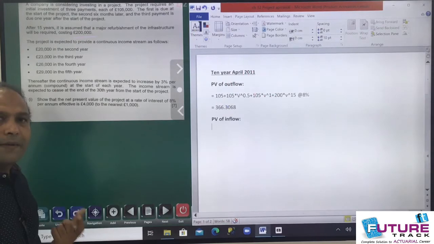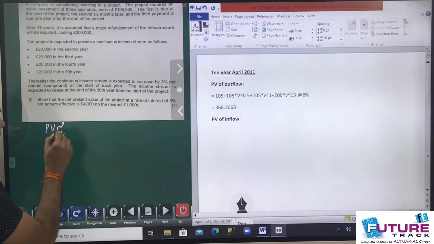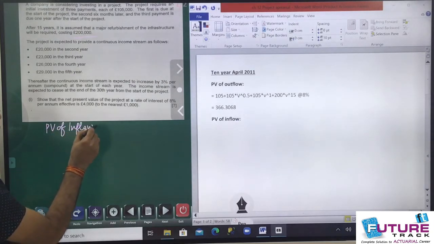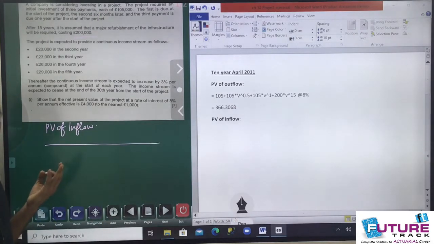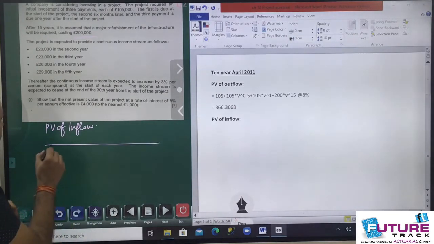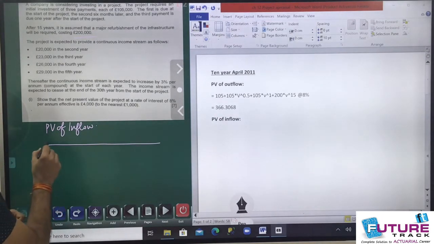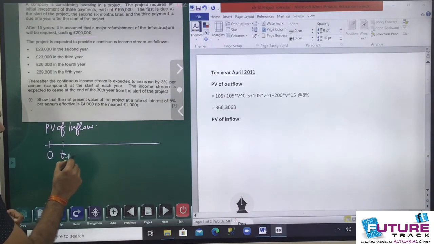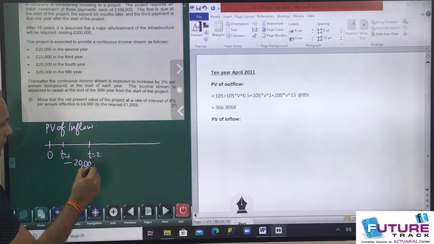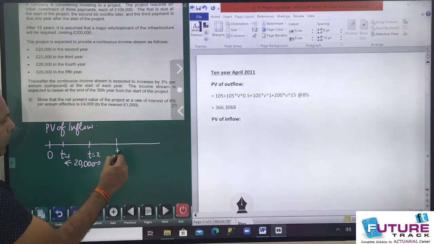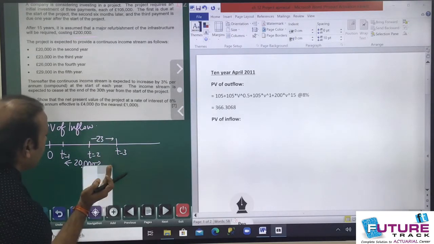Now class, next is present value of inflow. Now the present value of inflow, if we say, we check our number line. All this which I am writing here on the side, you can do it in your paper, your notebook. So what we have been given: he said a project is expected to have a continuous income as follows: 20,000 in the second year. So in the second year we have a total income of 20,000 continuously. From time 2 to 3 it increases to 23,000. Better to write it in thousands.